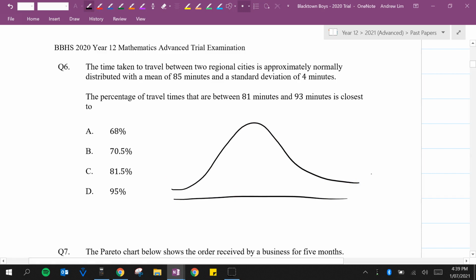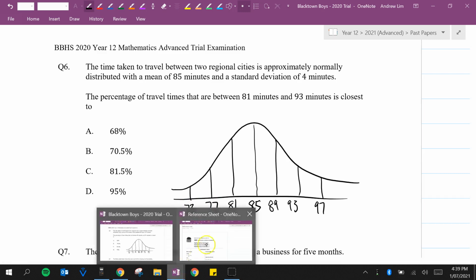Whenever a question tells us that data is normally distributed, I always draw my bell curve, and in the middle we've got our mean of 85 minutes. It's a standard deviation of 4 minutes, so 1, 2, 3 standard deviations above the mean. 85 plus 4 is 89, plus 4 is 93, plus 4 is 97. 1, 2, 3. 85 minus 4 is 81, 77, 73.